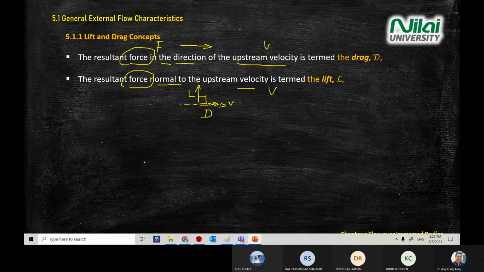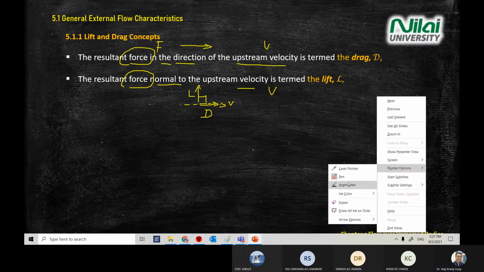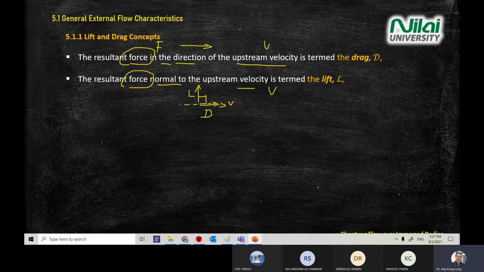Okay. All right. Now let's say I give you a flow in this direction. Let's say your Q or your V means your airflow flows in this direction.